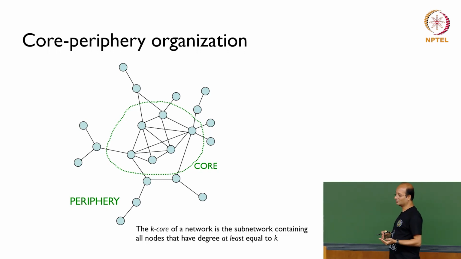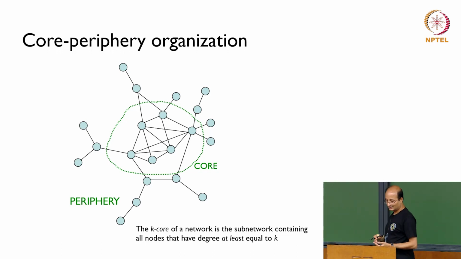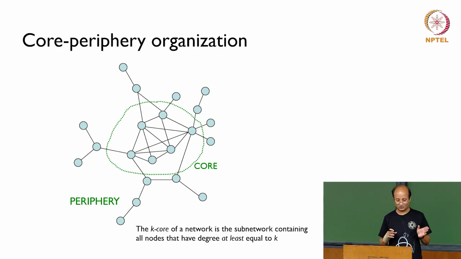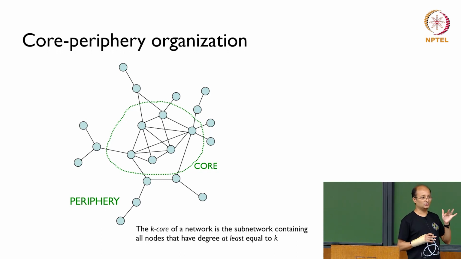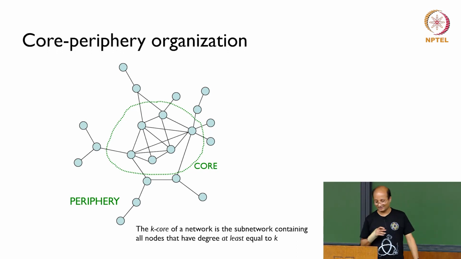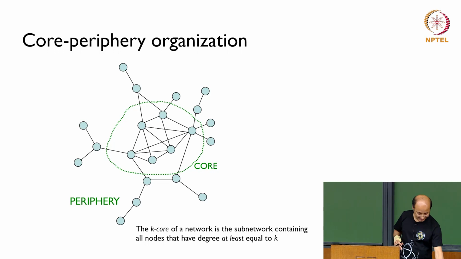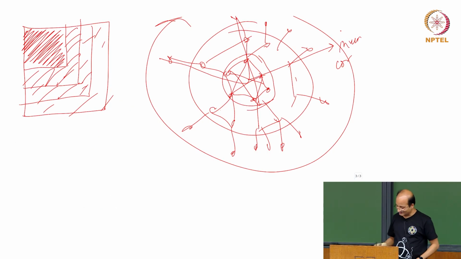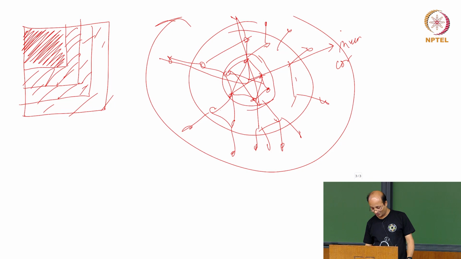the k-core of a network as that subnetwork which contains all nodes that have degree at least equal to k. Now, often I have students at this point saying, hold on a second, isn't that the same as just looking at all the nodes which have degree k or more?